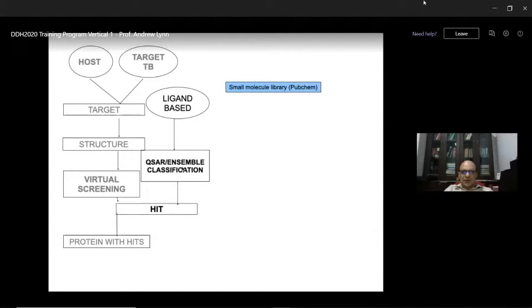So what do you need? You need your small molecule library. In this case, I'll use PubChem. For this, we need to calculate descriptors.